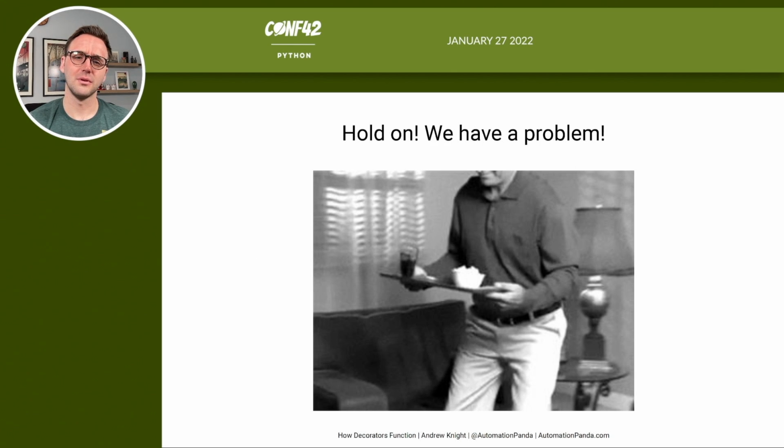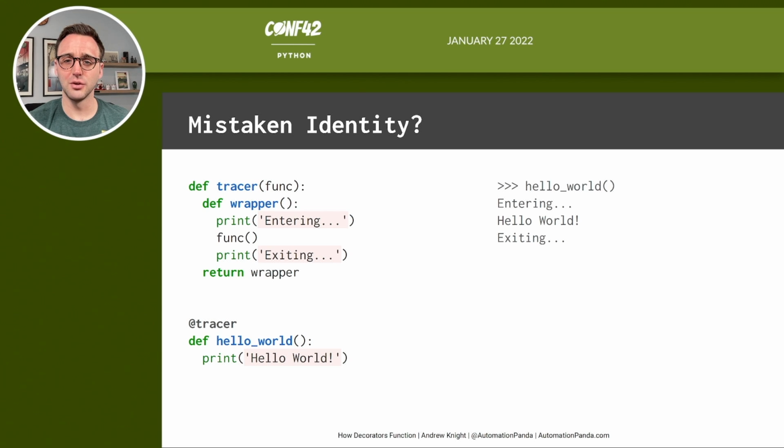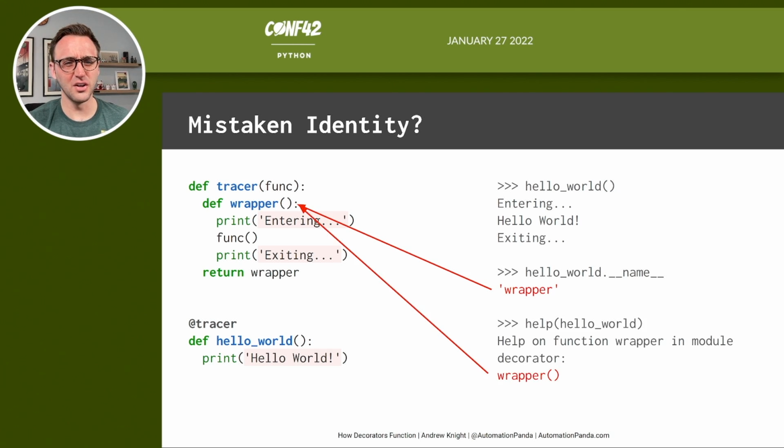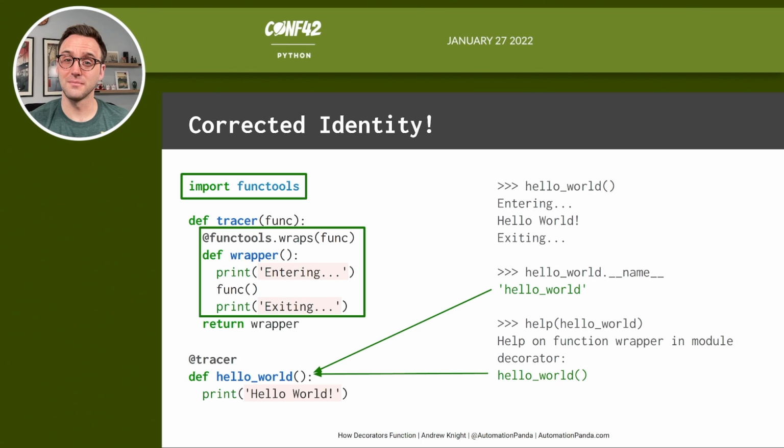Hold on now. We have a problem in that Python code. If the wrapper function effectively replaces hello world, then what identity does hello world report? Its name is wrapper, and its help is also wrapper. Ugh, that's not right. Never fear, there's an easy solution. The functools module provides a decorator named wraps. Put functools.wraps on the wrapper function and pass in the inner function object. And decorated functions, once again, show the right identity.